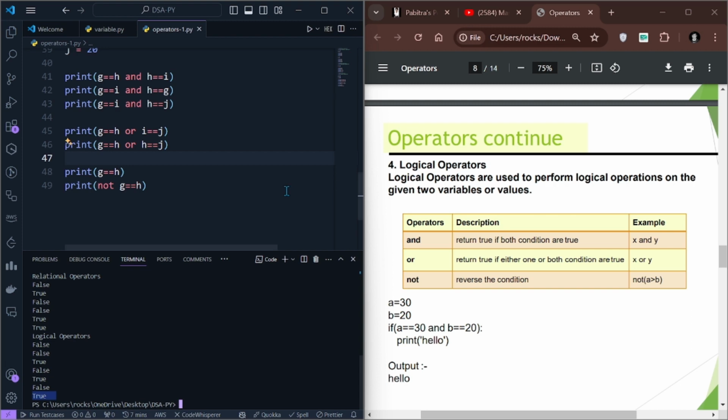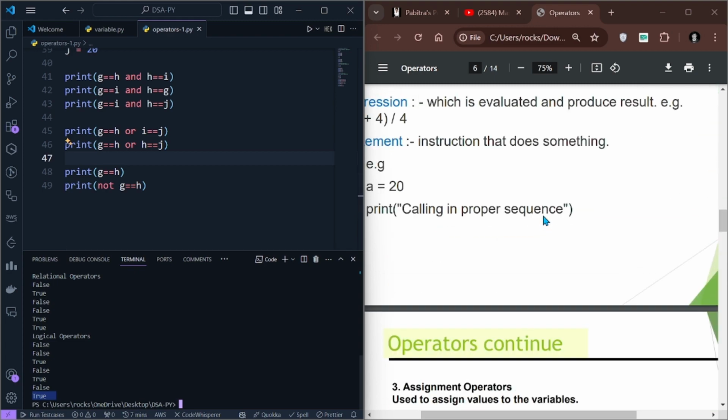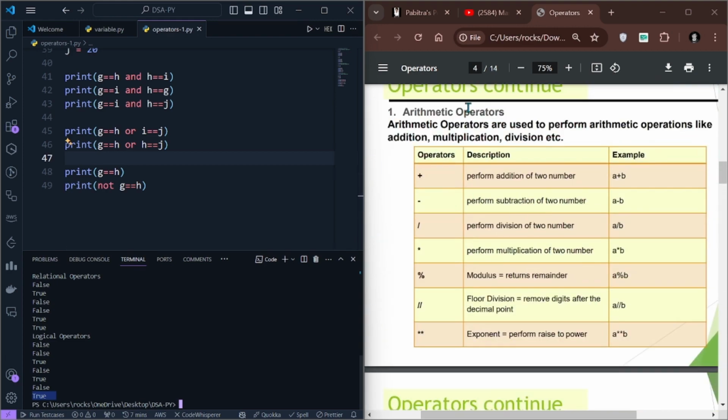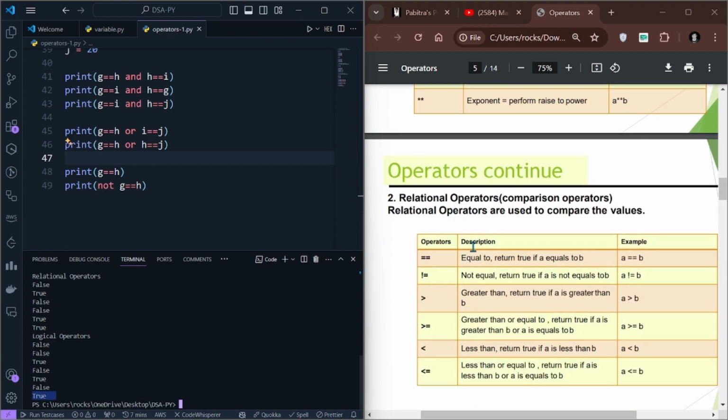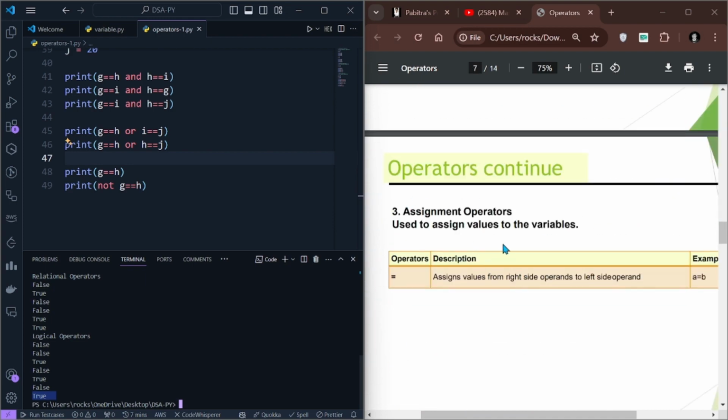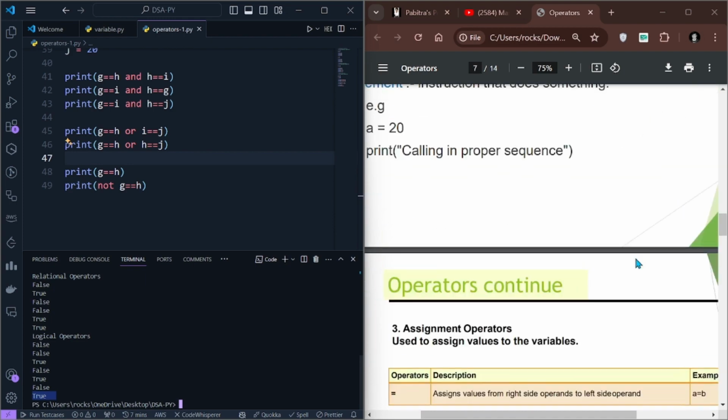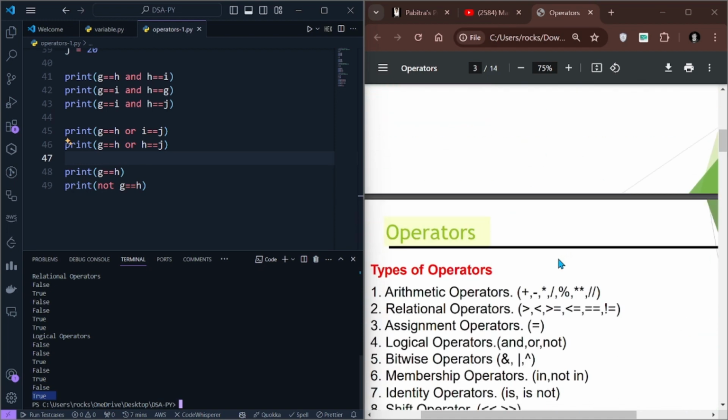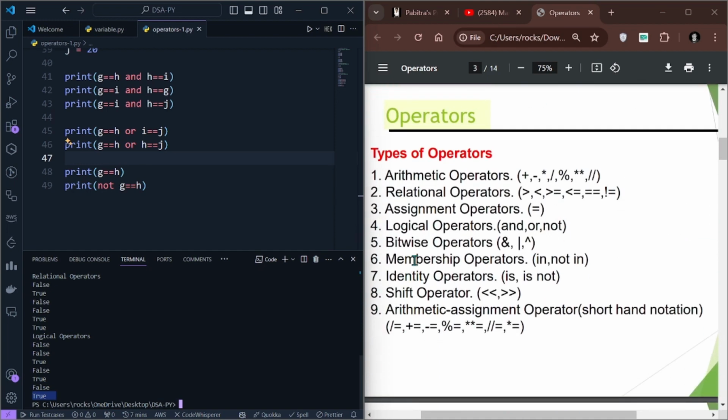Here I think I have discussed all of them in detail, like arithmetic operators, relational operators, assignment operators and logical operators, and I will discuss the rest of the operators like bitwise operators, membership operators, identity operators, shift operators and arithmetic assignment operators in the next video.